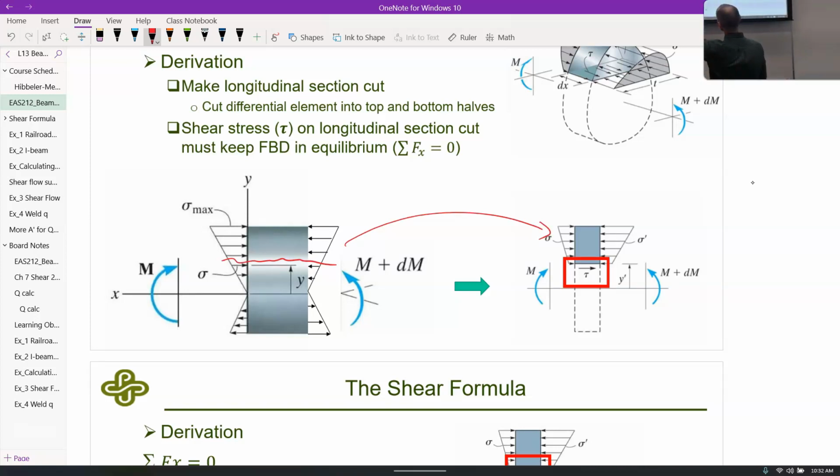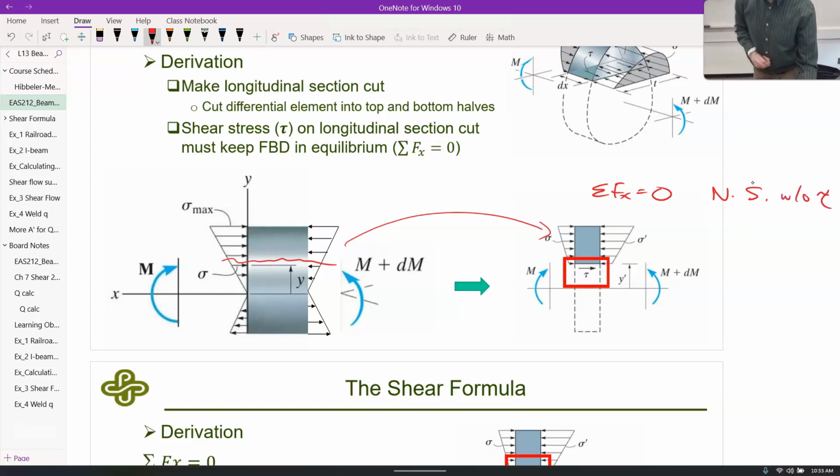What we've got are bending stresses, acting longitudinal to the face, and I guess these are compressive stresses. So we've got compressive longitudinal stress. And if your moments are different, those compressive stresses are going to be different. So right now, the sum of forces in the x equal to 0 is not satisfied, all right, I should say without tau. Not satisfied just based on the sigma stresses.